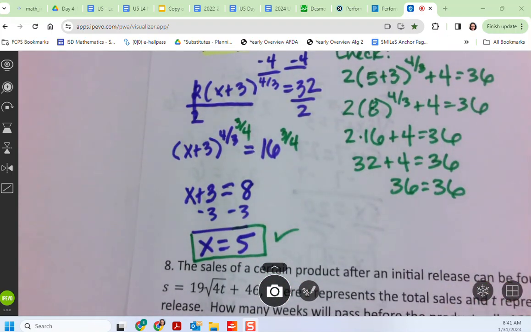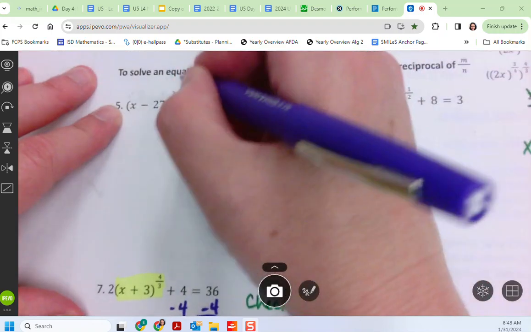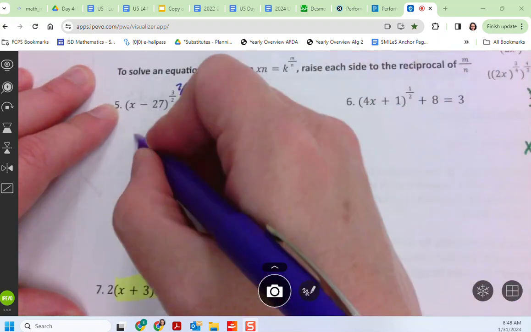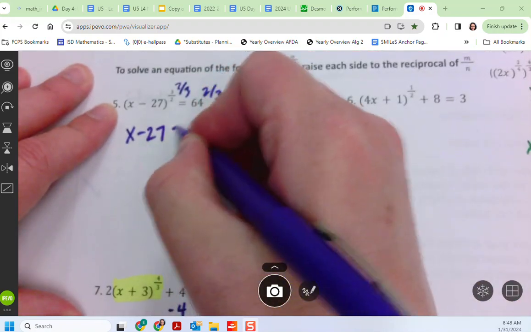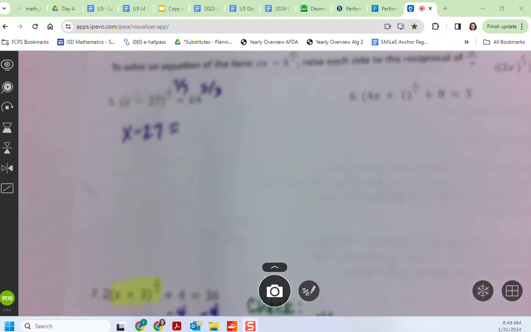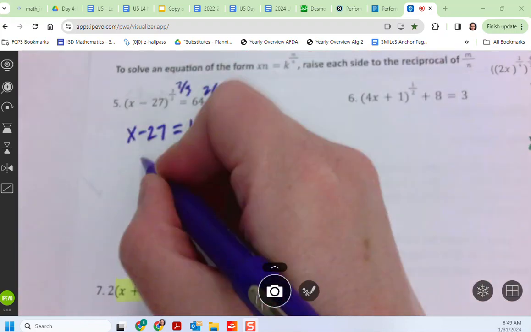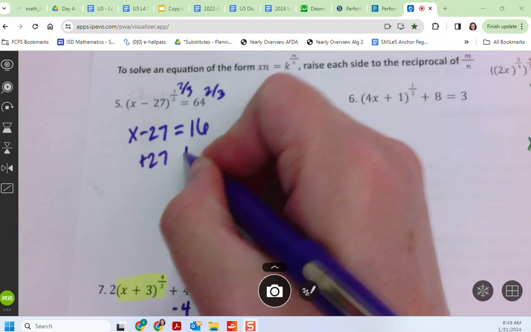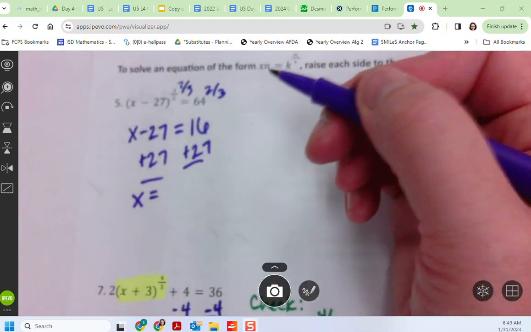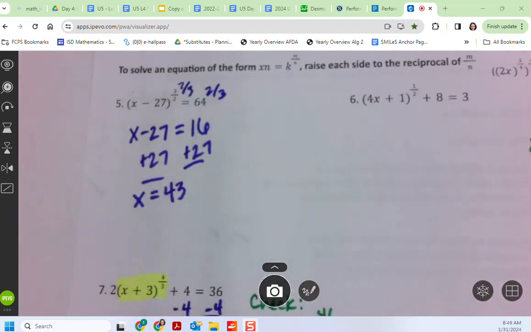Okay, in number 5, you already had your x minus 27 isolated, so you just raised both sides to the 2/3 power. And you got x minus 27 equals 16? Is that right? Yes. Okay. And then add the 27. 43? Okay. All right, and then you had to check.